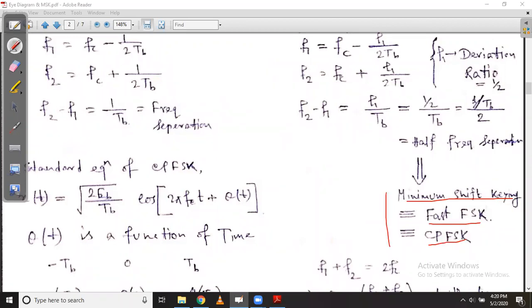Sometimes in the exam they ask MSK, and sometimes they may ask CPFSK. BFSK or FSK are both the same, and these are the same. Important.